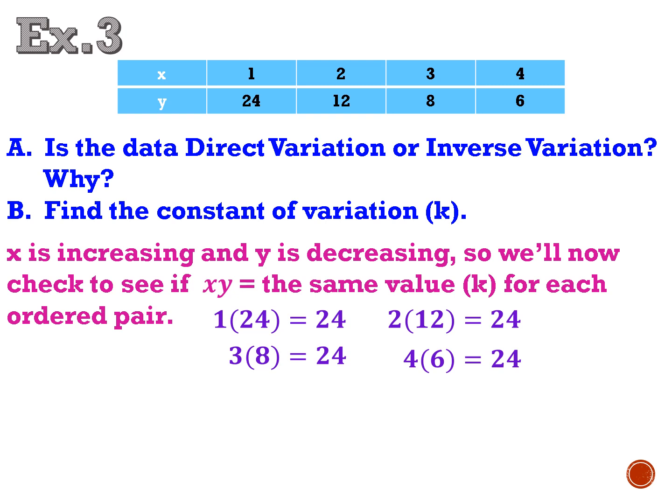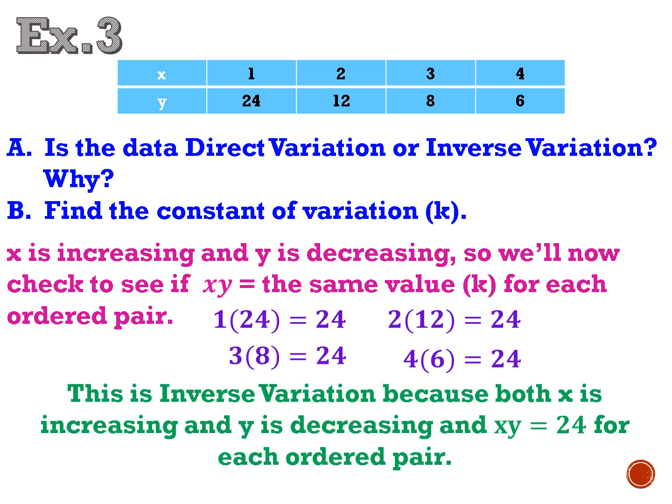X and y are not doing the same thing, they're doing opposites. So x is increasing, y is decreasing, and x times y produces the same value k for each ordered pair. So it passed both tests, so therefore I can claim it's inverse variation, because x is increasing and y is decreasing, and x times y is 24 for each ordered pair. So since it equals 24, that is our constant of variation.